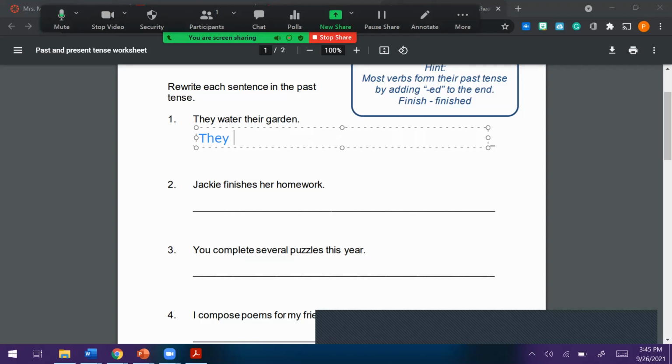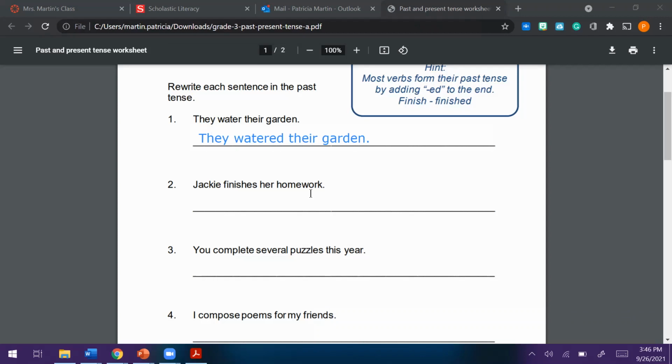Let's look back at our hint. Most verbs form their past tense by adding ed to the end. Let's go ahead and look at that. Watered, okay, watered their garden. That definitely sounds like it's happening in the past tense because water is happening now. Watered happened previously, so good job, guys. Let's look at the next one.